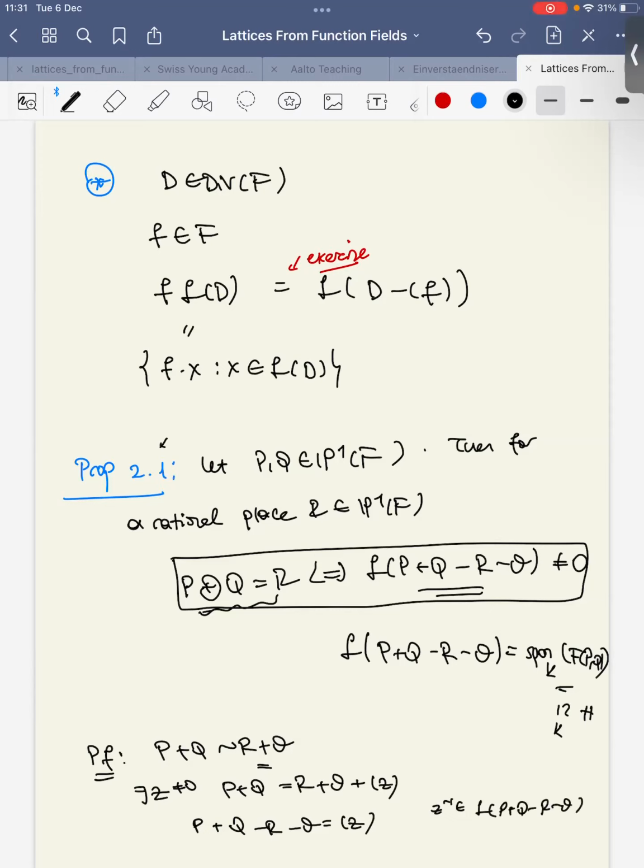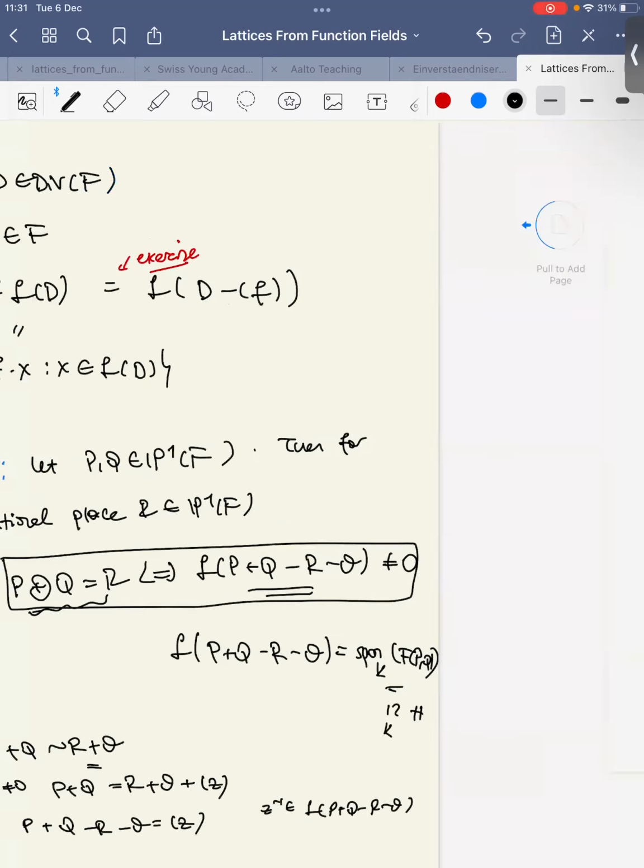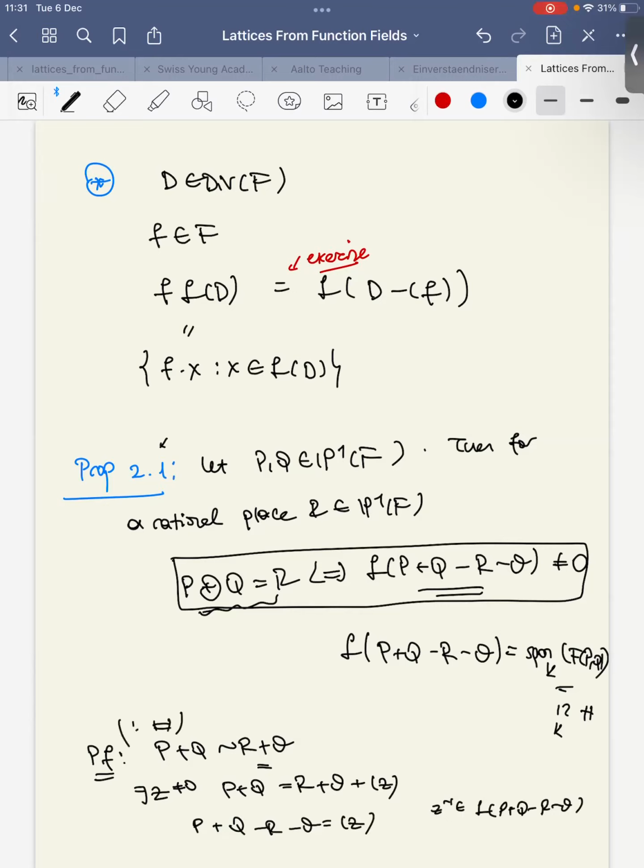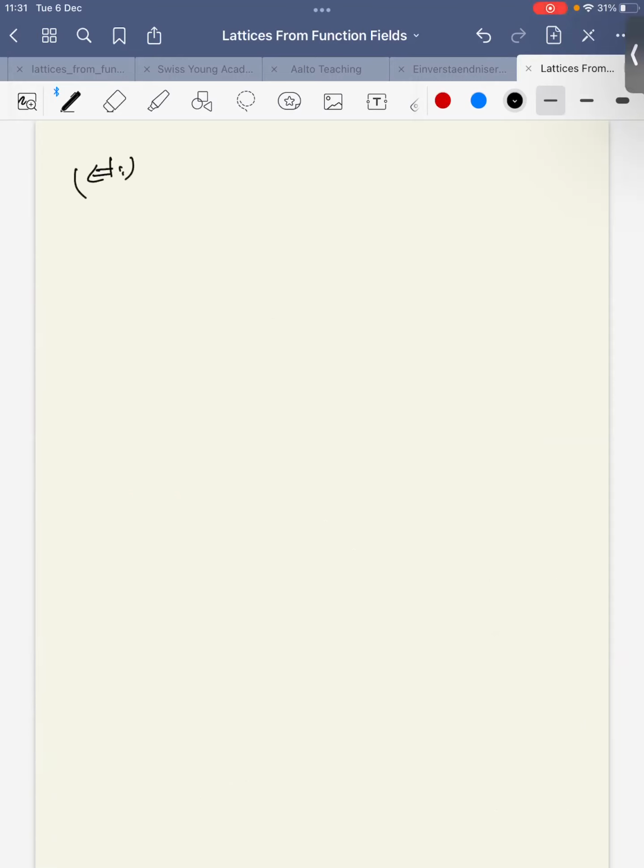of this divisor. And conversely, if this is not trivial, we know that this is a degree 0 divisor, right? P plus Q minus R minus O is a 0 divisor, and its Riemann space is not trivial. So we have the corollary which tells us this is going to be a principal divisor. So there exists a function z such that P plus Q minus R minus O is exactly the principal divisor of z. So automatically we can derive the elliptic curve addition.